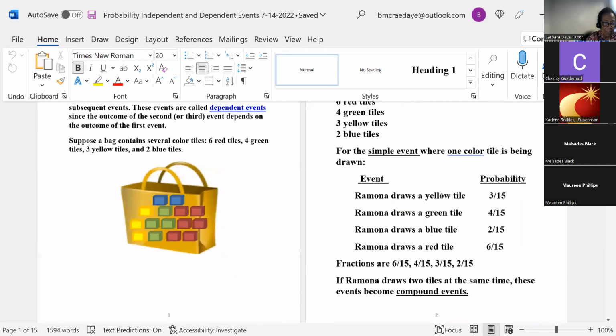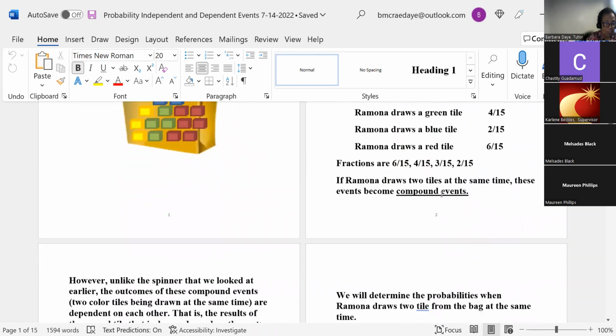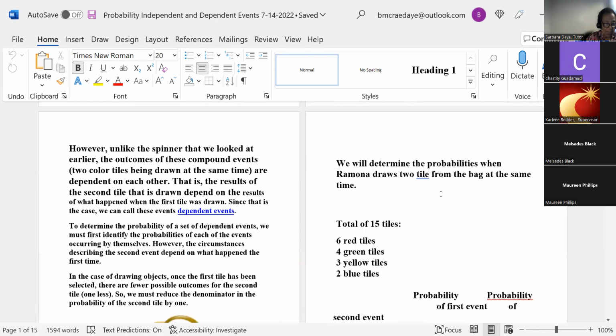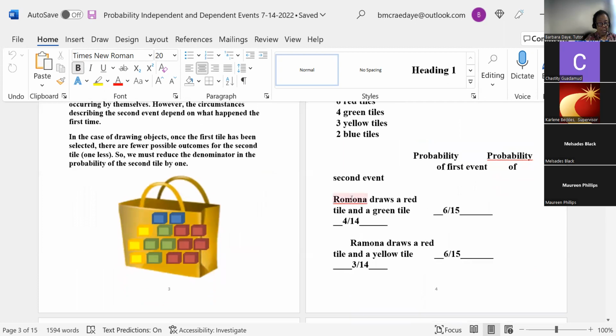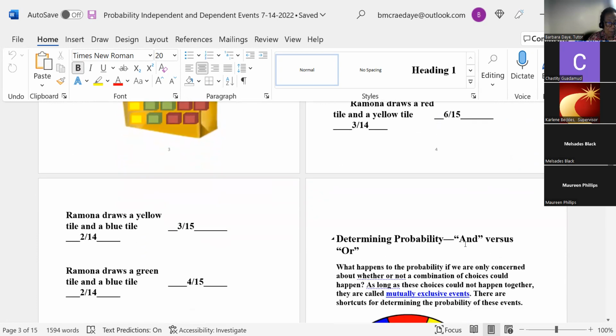Now, those are simple events. But if you're drawing 2 tiles, you have what we call compound events. Now, what happens when you take one out and you don't put it back? What happens to your total? It decreases, right? So if you had 15 and you took one out, how many do you have left? 14. So when you take a red and a green, for the red it's 6 over 15, but for the green, you took out a tile and you have 14 left, so 4 over 14. Each time you just decrease by 1, okay?